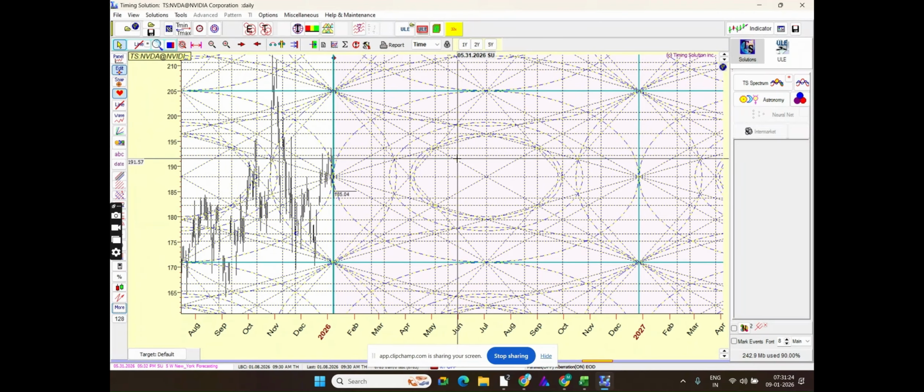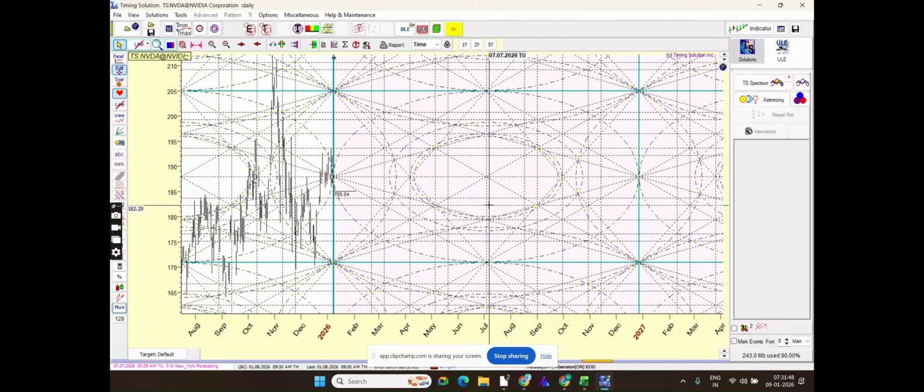Now above this 187.87 level, we have a cluster resistance at 192.29 and 193.64. Then we have a cluster support coming in at 183.55 and 182.20.